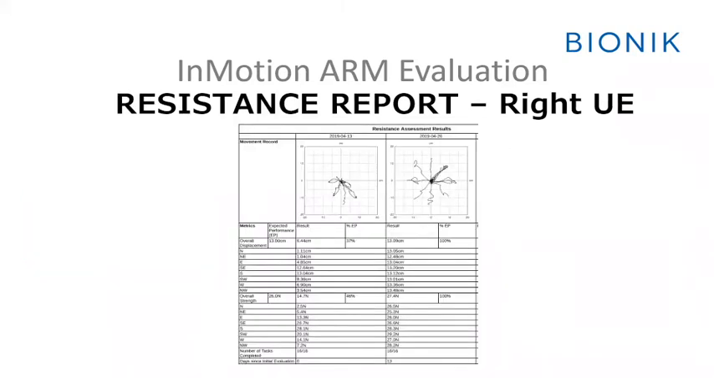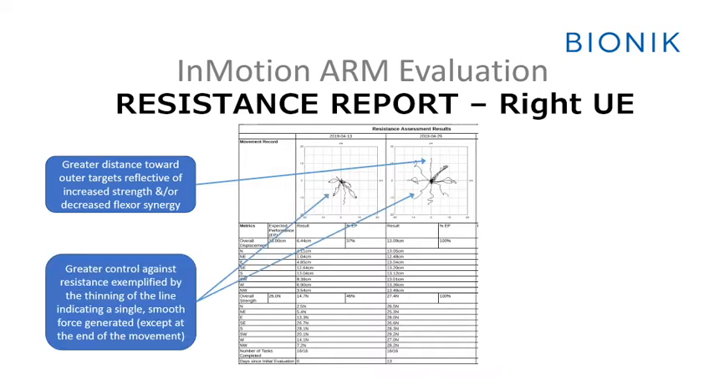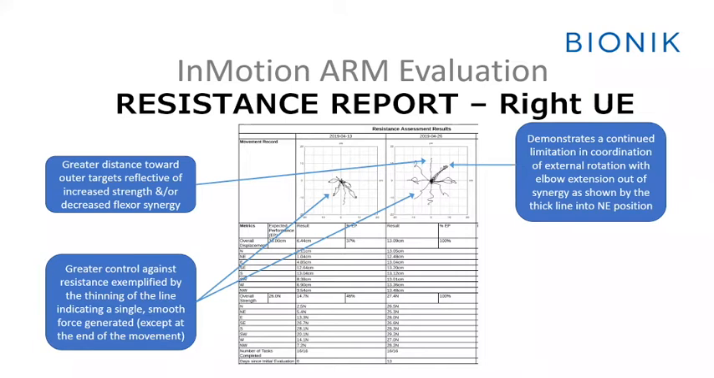On the resistance report section, a change in the patient's strength is also noted. This is evidenced by the increased size of the star shape, but also by the improvement in the overall star shape altogether. Greater distance to the outer targets is reflective of either increased strength or decreased flexor synergy. Greater control against resistance is exemplified by the thinning of the line, indicating a single, smooth force generation, except you can see the little squiggles at the end of these lines, which indicates a little bit of decreased strength at the end of motion.